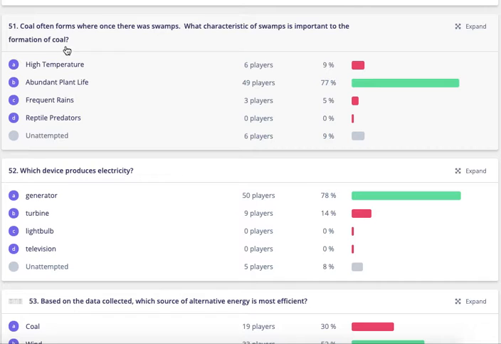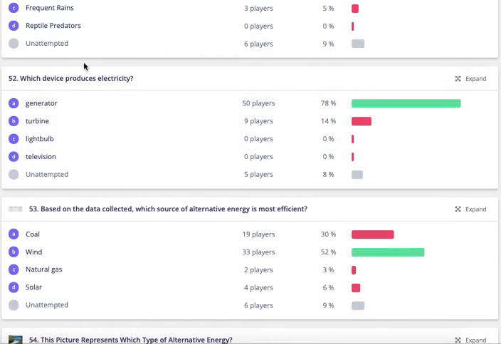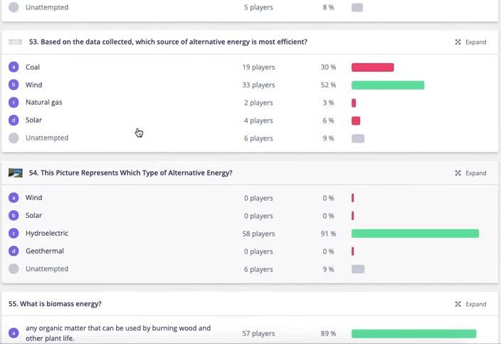Coal often forms where there were once swamps. The characteristic of swamps: lots of plant life. The next best answer would have been that there's moisture. Which device produces electricity? That's the generator. The turbine is what's connected to the generator, but the generator is what actually makes the electricity.